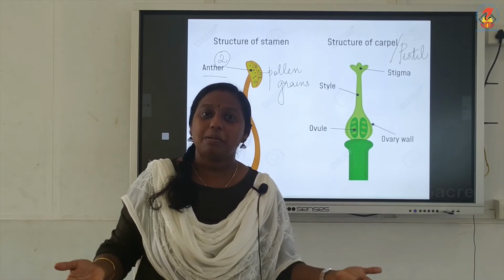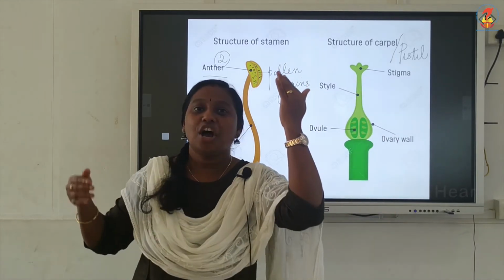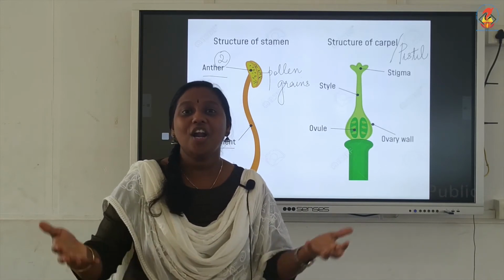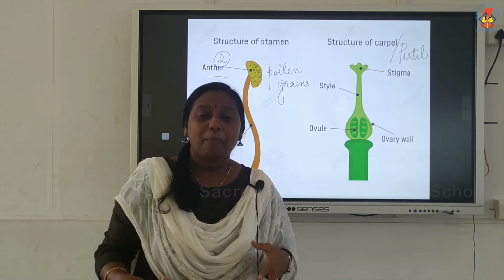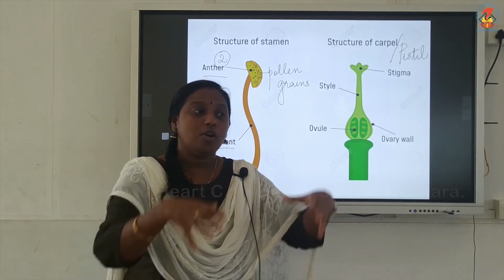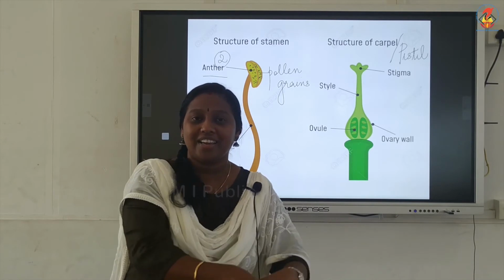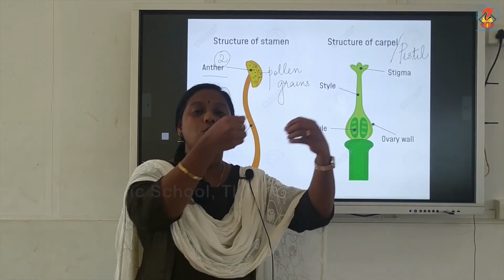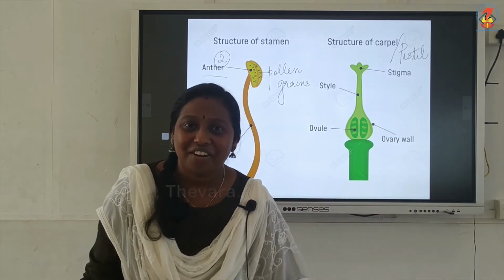The pollen grain will be either taken by the wind or by water, or some organisms like a honeybee will come and sit on a flower. The pollen grain will get attached onto their body. When this honeybee goes and sits on another flower, or a butterfly goes and sits on another flower, the pollen grain from the first flower will fall on the second flower.